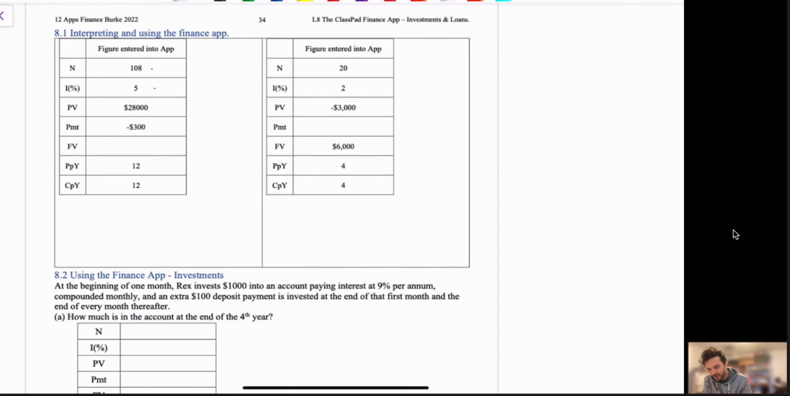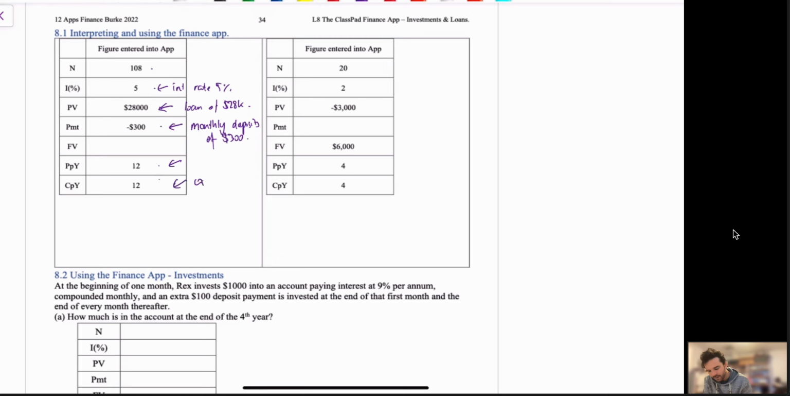We've got 108, 5, all these values here. So let's talk about the situation. You've got an interest rate of 5% per annum. PV of $28,000. What does that mean? You've got a loan of 28K. Now payments per year. So it's monthly, and negative 300 means it's coming out of your wallet. So you're making monthly deposits of $300.